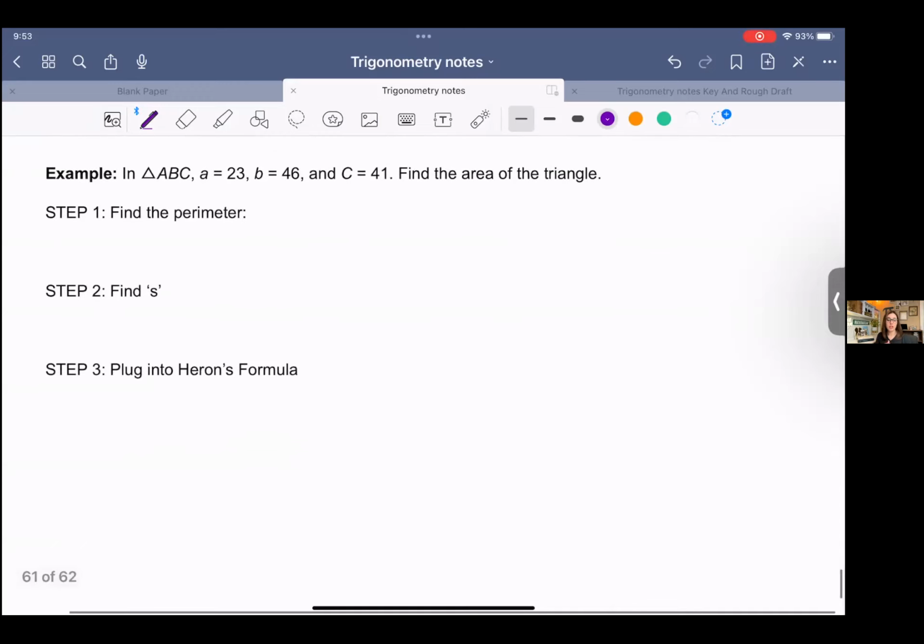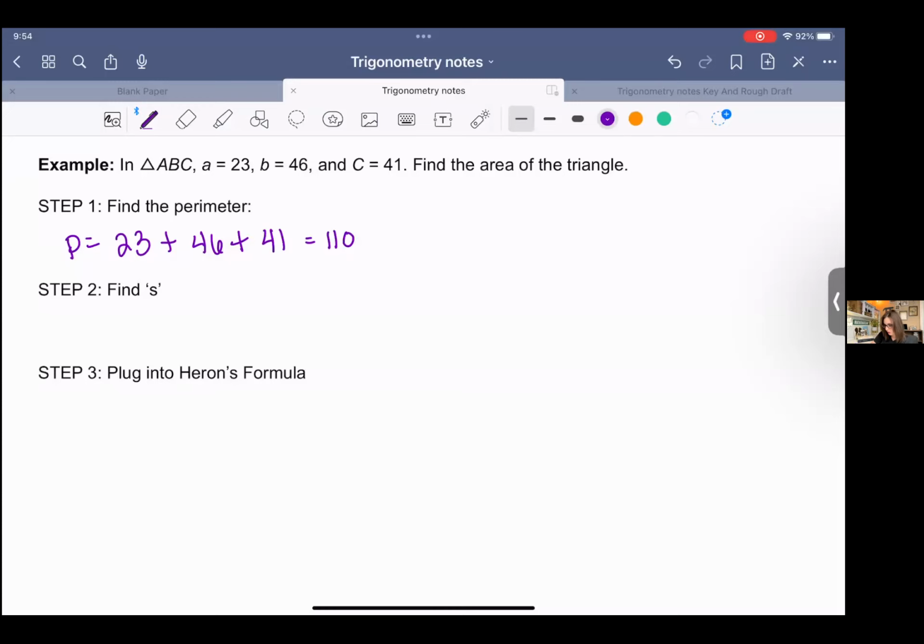The first thing you have to do is figure out what S is. And in order to figure out what S is, you have to find the perimeter. So if you're given a triangle that is not a right triangle, and you're trying to find the area, start with the perimeter. We're going to add all 3 sides, 23 plus 46 plus 41. Then for S, we're going to take half of the perimeter, which was 110. I don't have units, so I don't know if it's inches, feet, whatever. And that's going to be 55.